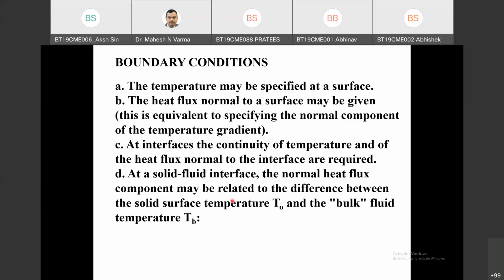If I have a solid fluid interface, say a solid pipe at 100 degrees Celsius surrounded by air at 25 degrees Celsius, how to get the heat flux? We will be using Newton's law of cooling, the heat transfer coefficient times the difference of temperature. Yeah, excellent. So this is Newton's law of cooling. So that is what I am telling, that now we are equipped with all the information available.